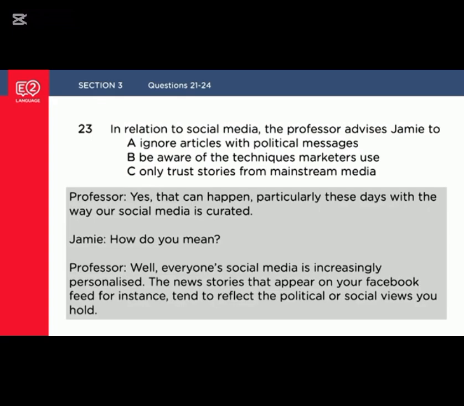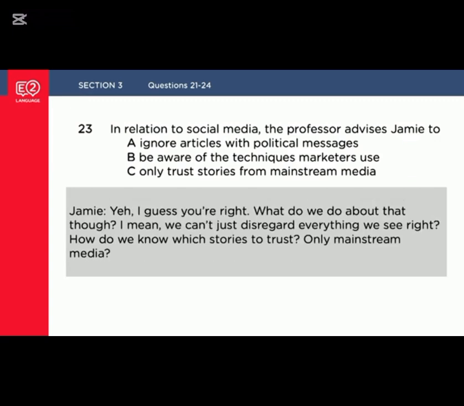All right, the professor introduces the idea of social media. That can happen, particularly these days with the way our social media is curated. Jamie asks, how do you mean? Professor: well, everyone's social media is increasingly personalised, blah, blah, blah. We haven't got anything yet about what the professor advises Jamie to do. So let's keep going.